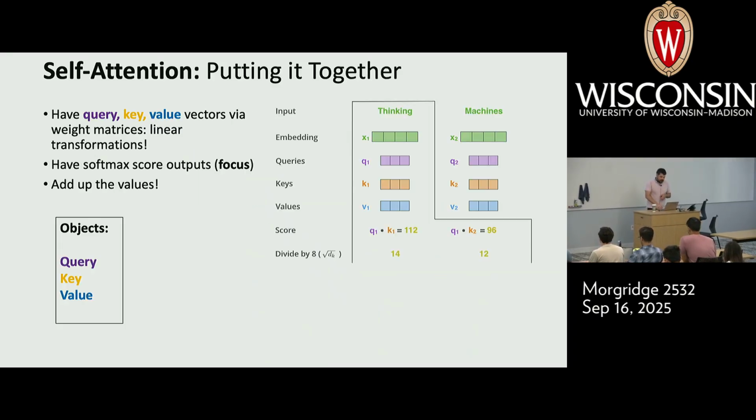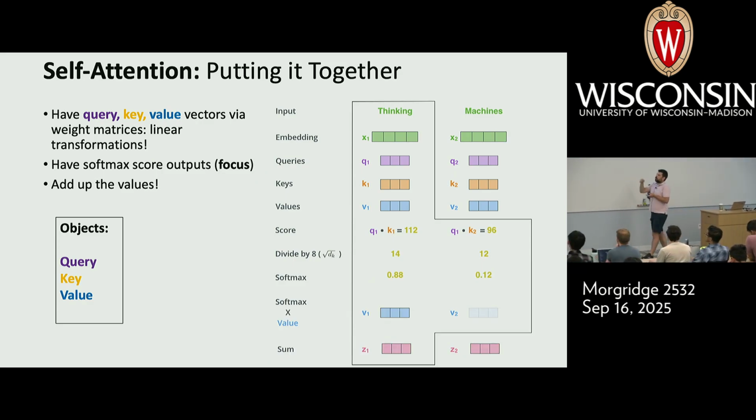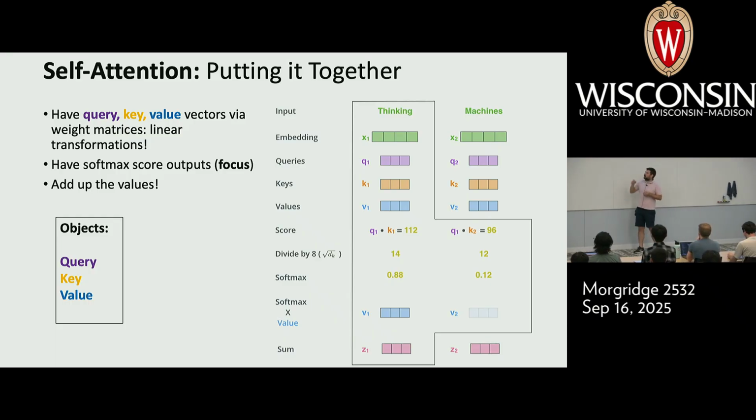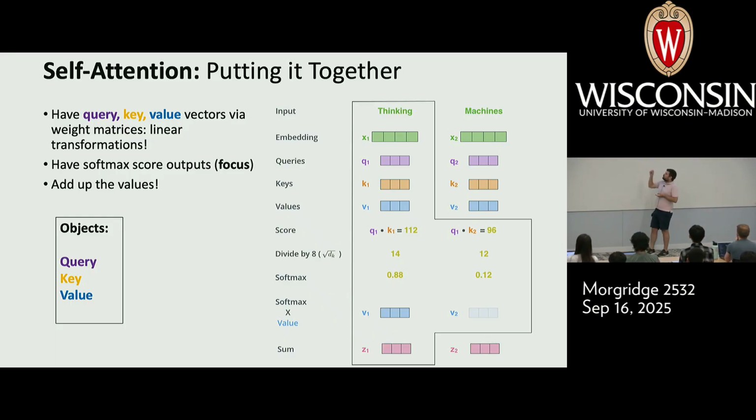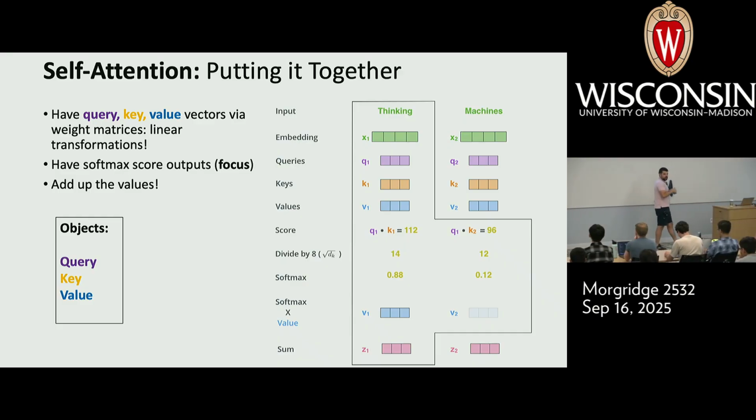All right, let's go ahead and put it together. We're doing these multiplications. We're computing these 0.88 and 0.12 values. And now we have our value vectors that we have not used so far. We take all of the value vectors for the whole sequence and multiply them by these softmax scores. We get V1 times 0.88 plus V2 times 0.12, and that's what gives us the Z1 over here. This Z1 is the output of the attention operation for the first word.